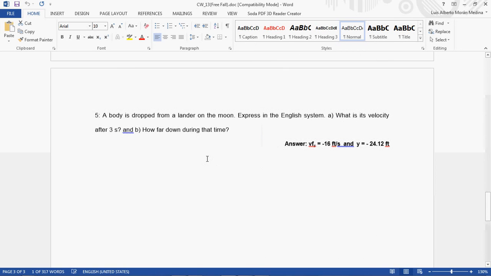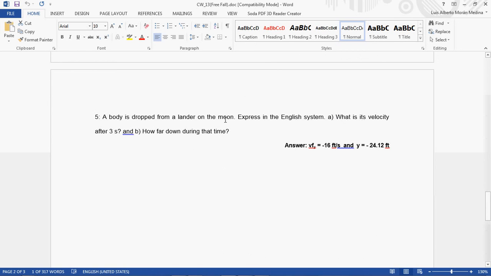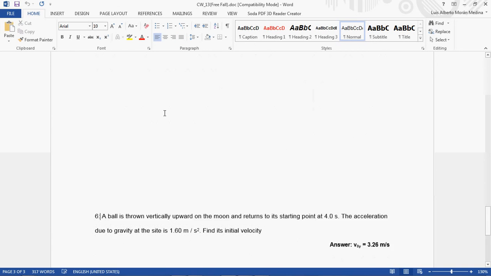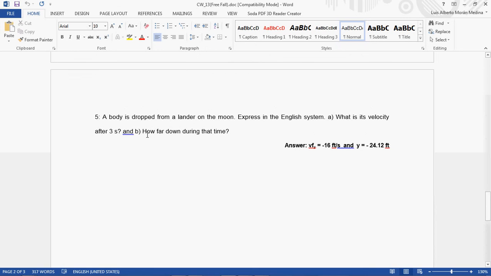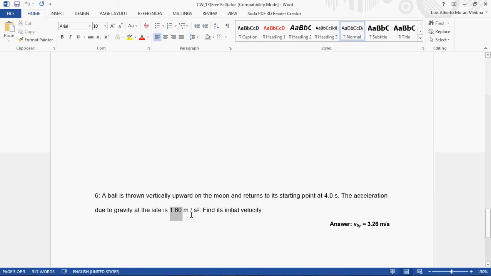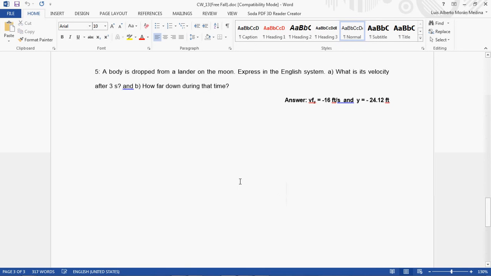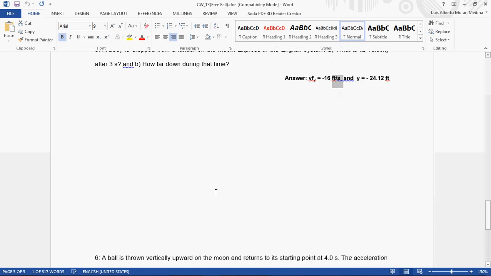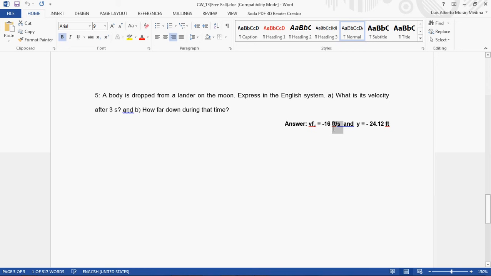By the way, in exercise 5 and exercise 6, the acceleration is not minus 9.8. The acceleration on the moon is 1.6 meters per square second. Of course, you have to pay attention that you are working in the English system. You have to change that meters per square second to feet per square second when you work with it. Okay, and that's all.